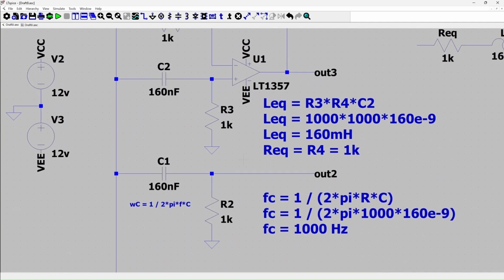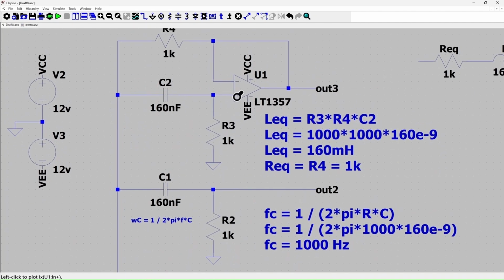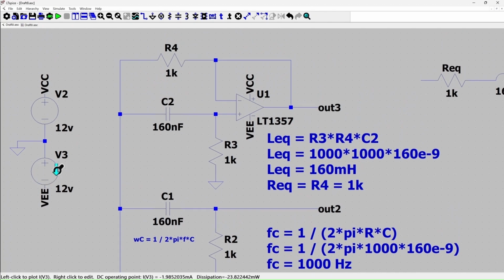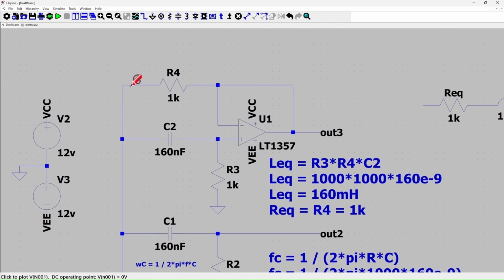If you see carefully, the non-inverting input to the op-amp is exactly the same as the RC filter. In fact, the component values are also the same: 160 nanofarad, 160 nanofarad, 1K, 1K, and the configuration is also exactly the same. Also, please note that I have given a plus minus 12 volt power supply to this op-amp to power it up. Now let's have a look at the inverting input of the op-amp. This is directly short circuited with the output. So that's one point to note. The signal has two paths to travel. One is through this capacitor, and then through this particular arm, the signal can travel.